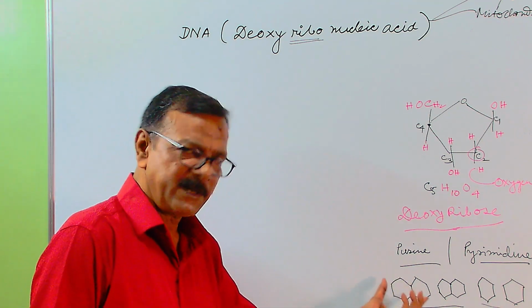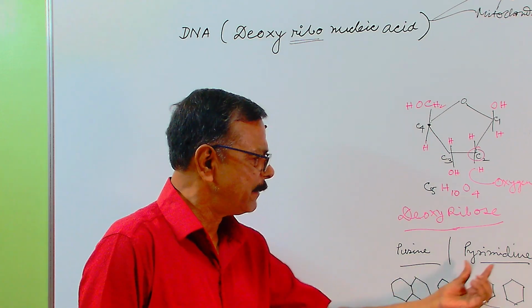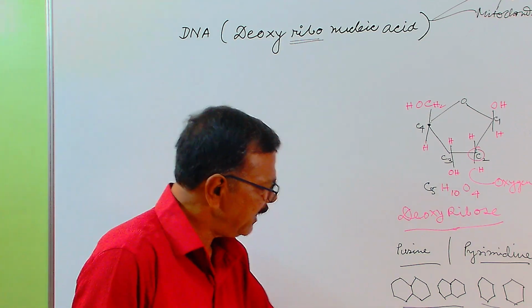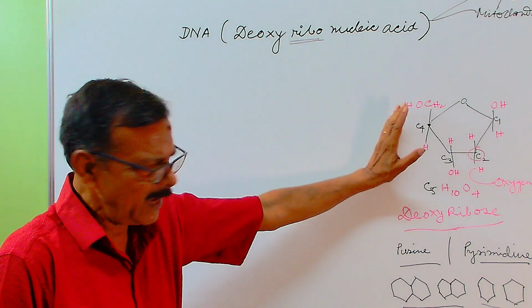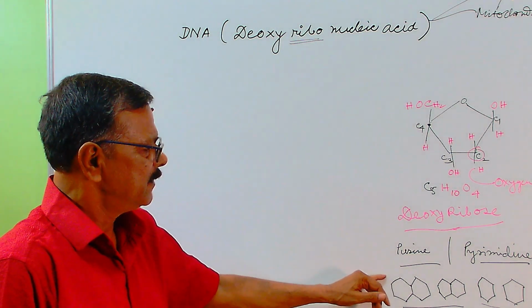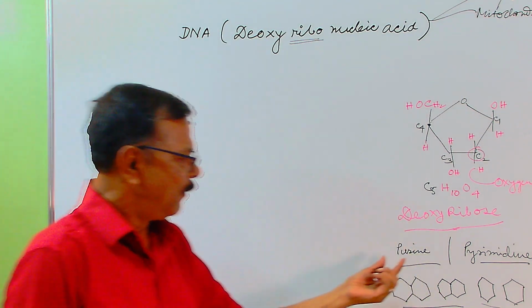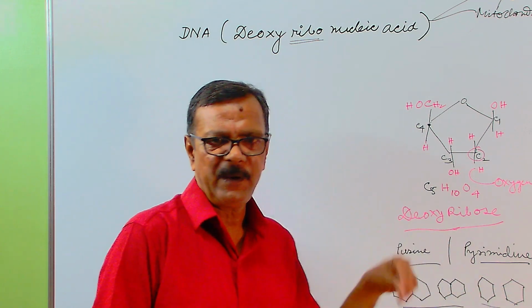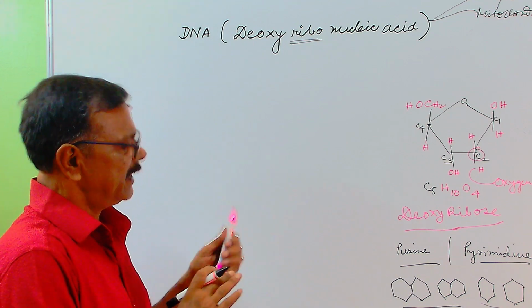These nitrogen containing bases, the purine bases are double ring, while the pyrimidine bases are single ring structure. They remain attached with this sugar. Once a purine is attached, another purine should not be attached there. Once it is attached with a pyrimidine, it cannot be another pyrimidine with that. How? Let us discuss that.